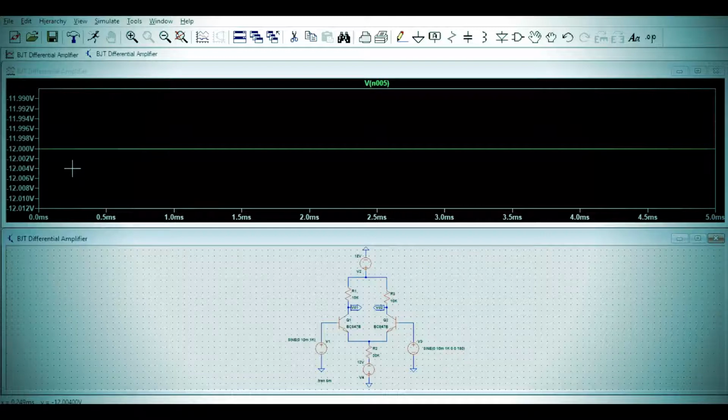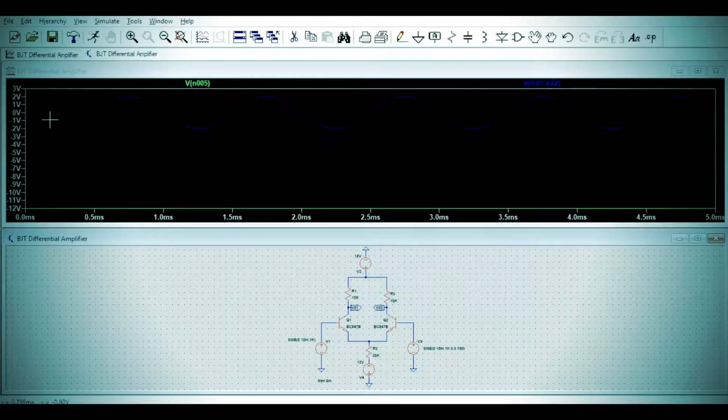Now I will show you the output of this differential amplifier. How do you see the output? You have to click VD1, hold the mouse, and click at the mirror image of this voltmeter, VD2. So you can see here, this is the output of the differential amplifier.